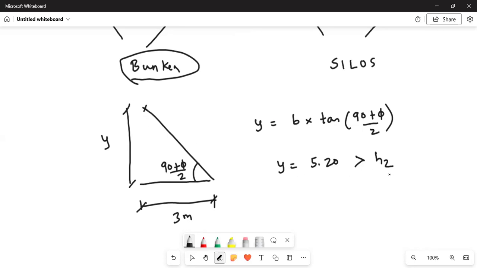If it is less than h2, what h2 do you have? H2 is 4.20. If it is less than h2, then that line will intersect the opposite wall. Since y, that is 5.20, is greater than h2, whatever line is coming from the edge will intersect the horizontal surface. So whatever dimensions you have set for the design, that is bunker.